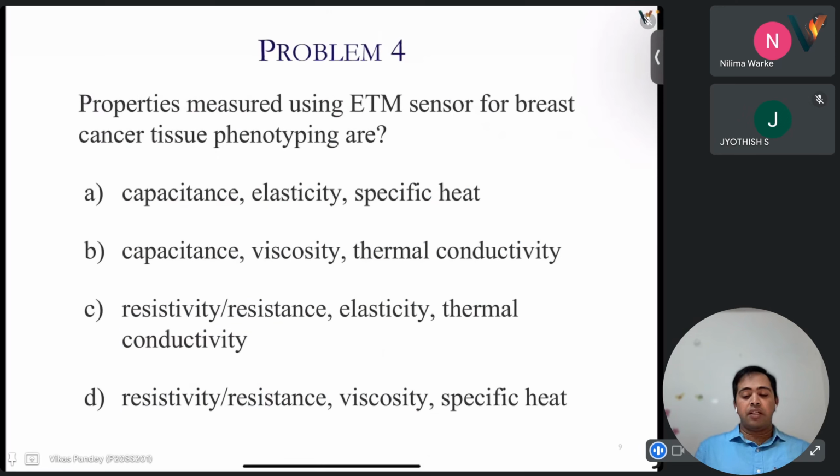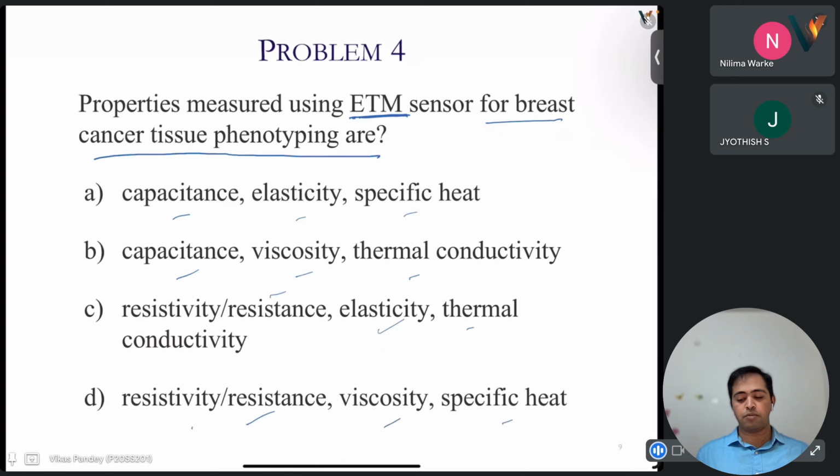Properties measured using ETM sensor. ETM is for breast cancer tissue phenotyping. The options: capacitance, elasticity, specific heat; capacitance, viscosity, thermal conductivity; resistance or resistivity, elasticity, thermal conductivity; resistance, resistivity or viscosity, and specific heat. What will be the correct answer?